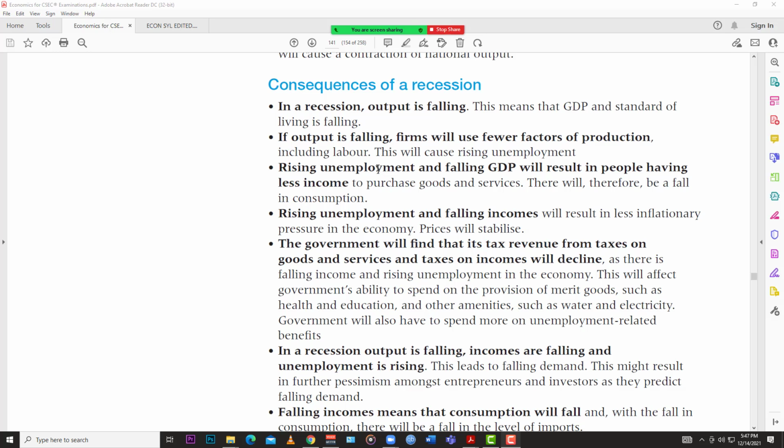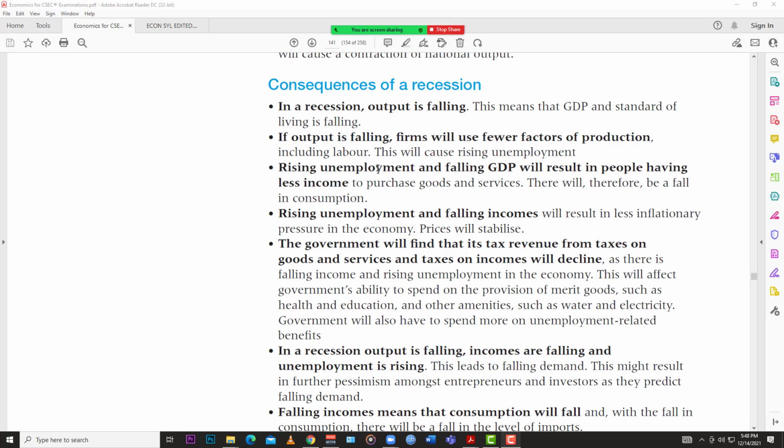Two, if output is falling, firms will use fewer factors of production. We said that before. That includes labor, and that means people are going to get turned away. People are going to get sent home. People are going to get laid off, and so that would cause unemployment to rise. So one sure consequence of a recession is a rise in unemployment. Unemployment is on the up because output is falling, demand is falling. It doesn't make sense for the company to maintain the high level of production that they did before, so they let go of people.